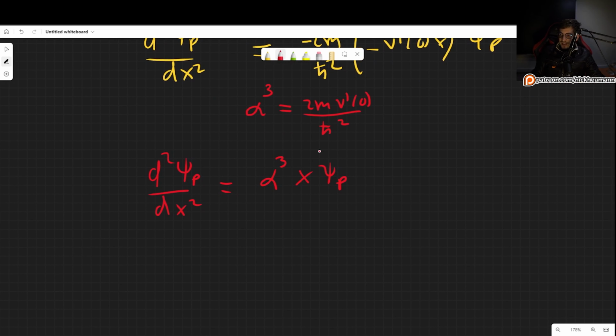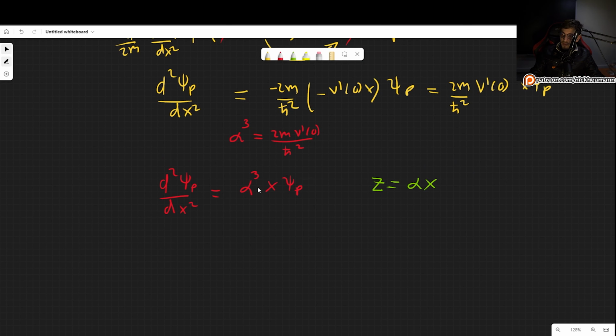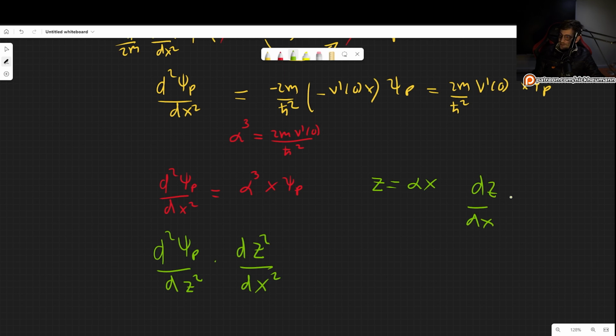However, at this point, it is a bit hard to notice how we can solve it. Let us use the change of variable z equal to alpha x. And here comes to play why we called it alpha cubed. Because if we want to now see what happens to this dx squared, we basically have to write this as d squared psi_p dz squared times dz squared dx squared. But what is that? dz dx. This is simply going to be alpha.